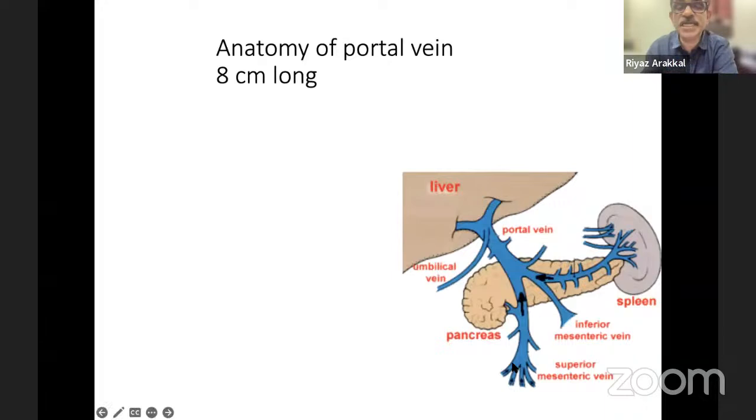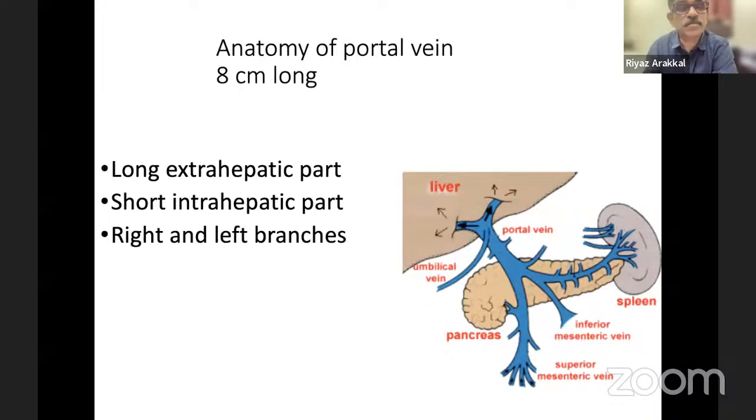Okay, so here is the portal vein, which is formed by the union of the splenic vein and the superior mesenteric vein. It's about 10 centimeters long. There are two parts, the extrahepatic part, which is long, and the intrahepatic part. The intrahepatic part of the portal vein divides into the right branch and the left branch. Is it clear? And the umbilical vein, the patent umbilical vein, actually joins the left branch of the portal vein.